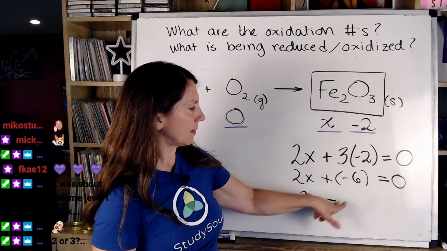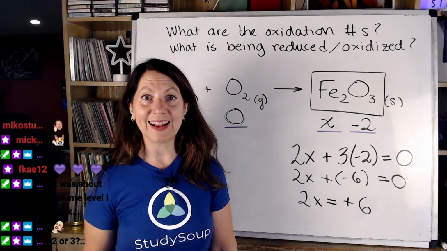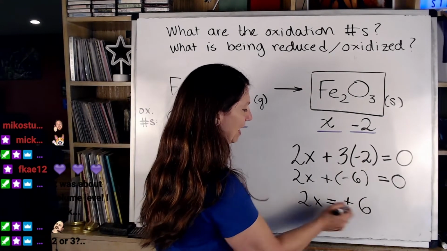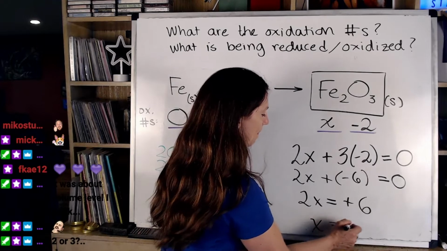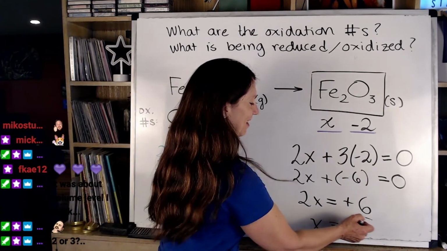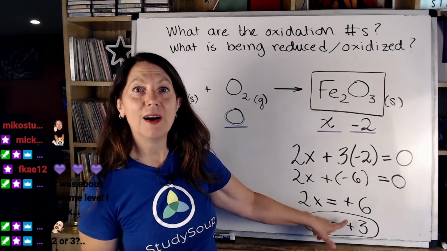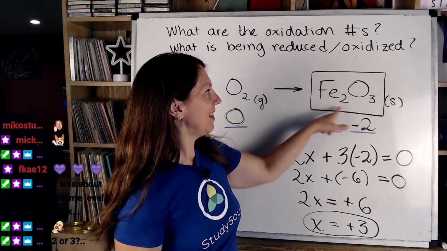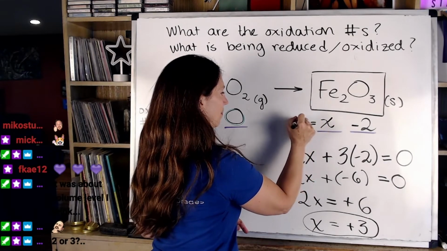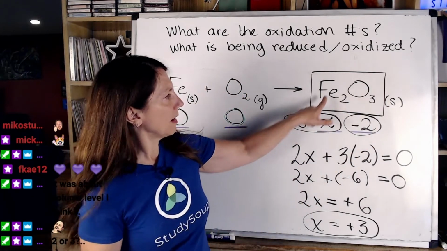If we add 6 to both sides, then we get 2x equals +6. Ever closer. And now we can divide both sides by 2. X equals +3. All right. So that is our oxidation number of iron in this compound. So X equals +3. That goes with the iron.